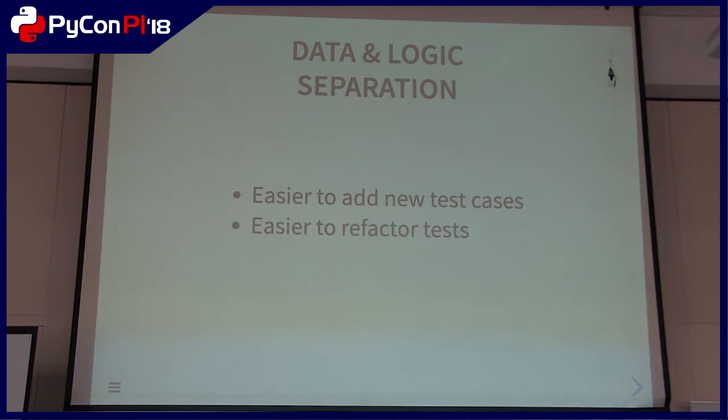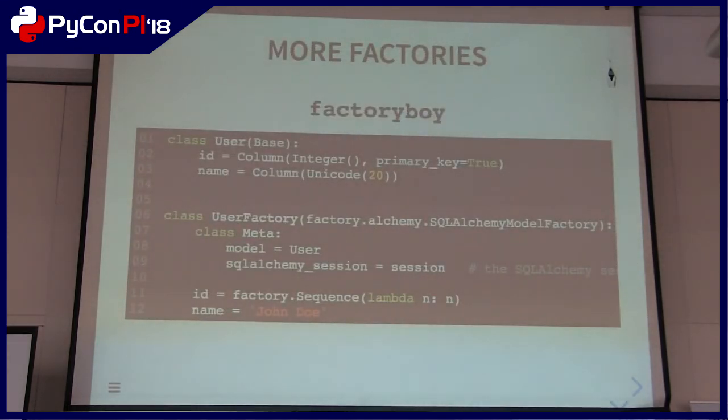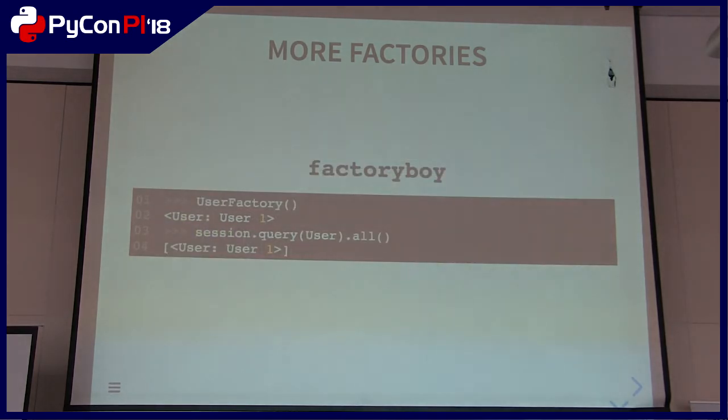So it's easy to have new tests and easy to refactor. But what if your object is more complex than a simple string? For example, if it's a SQLAlchemy model, you could do it manually in some separate function, or you could use something like factory boy. Here you can see a simple factory for the user model, and the usage is straightforward, just call it.